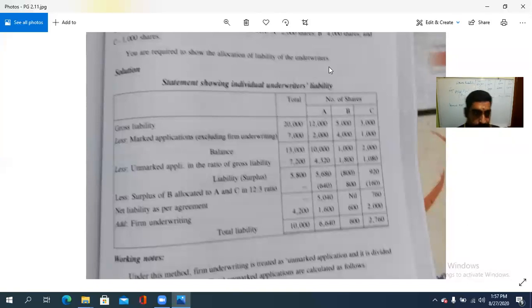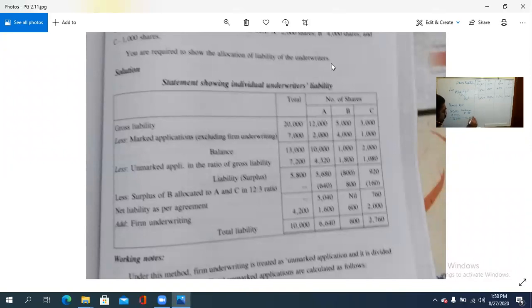So for the unmarked application, we need to calculate it separately. That is how much it is? That is 10,000 marked. Less how much? 7,000. Sorry, 10,000 is the underwriting share. Okay, of that, 7,000 is what? Marked application. Then 3,000 is what? That is the unmarked.